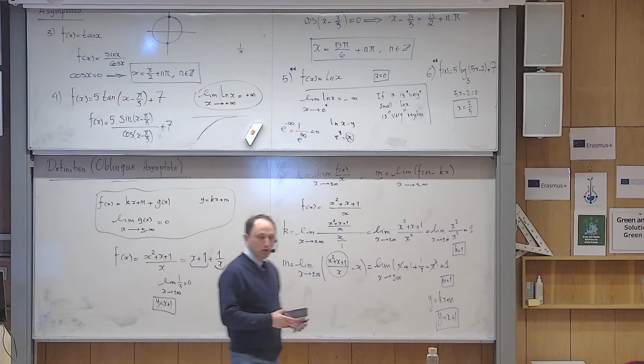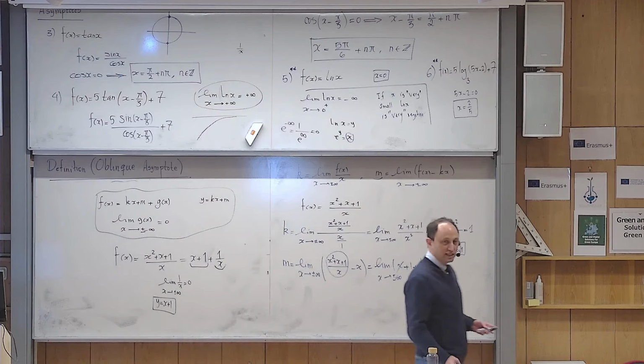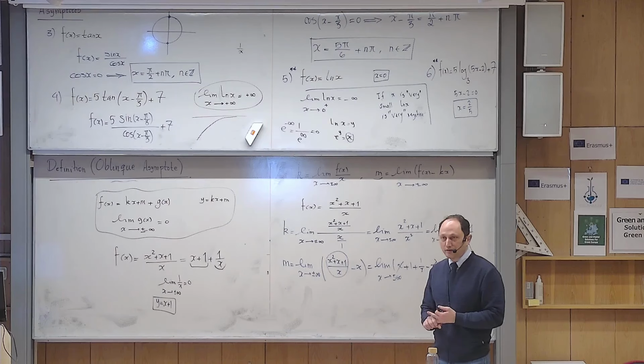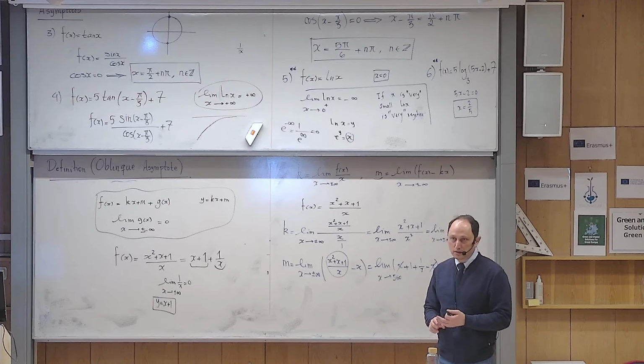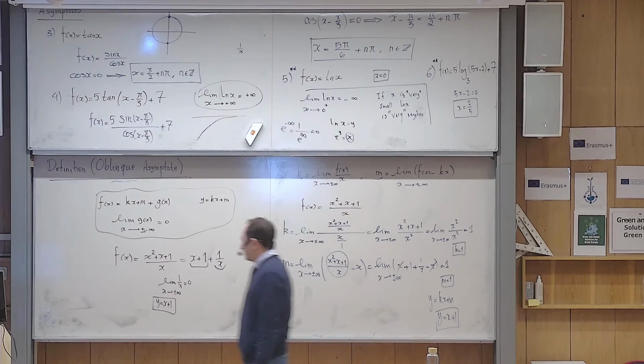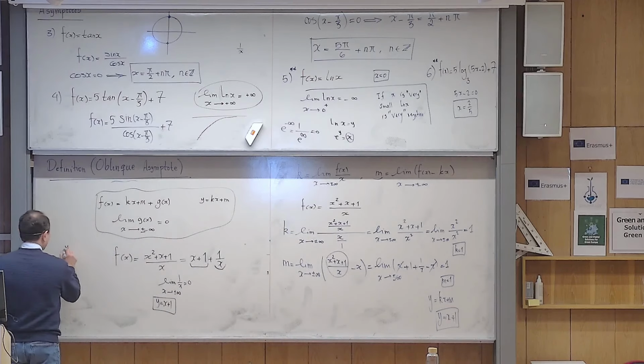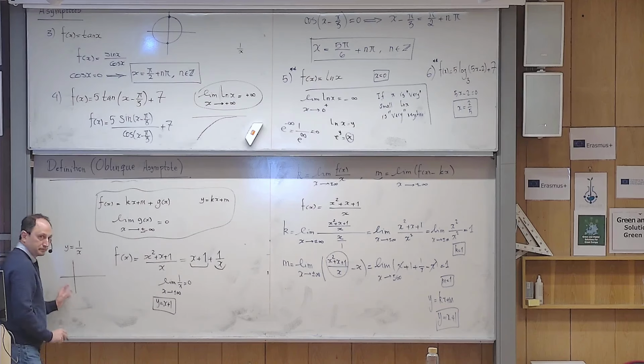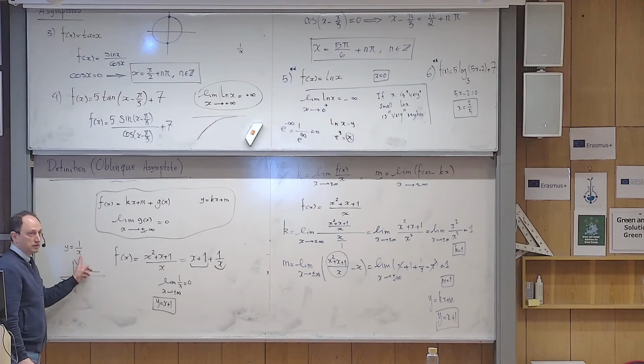One question: can a function have a horizontal and a vertical asymptote simultaneously? Yeah, 1 over x is the one. This one is vertical, this one is horizontal. That's possible. If you draw this graph, it becomes like this. So this is a function that has a horizontal and a vertical asymptote simultaneously.